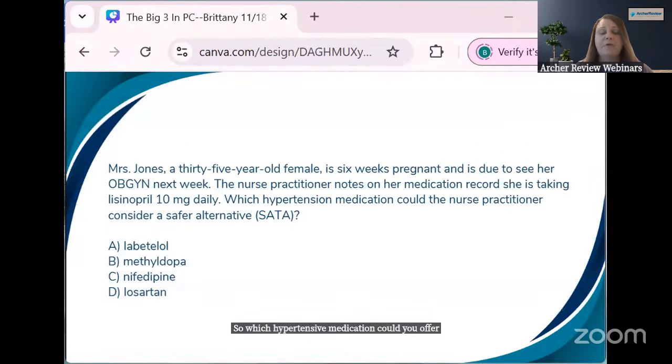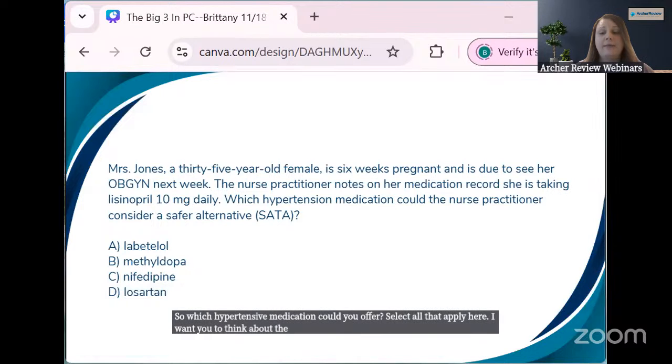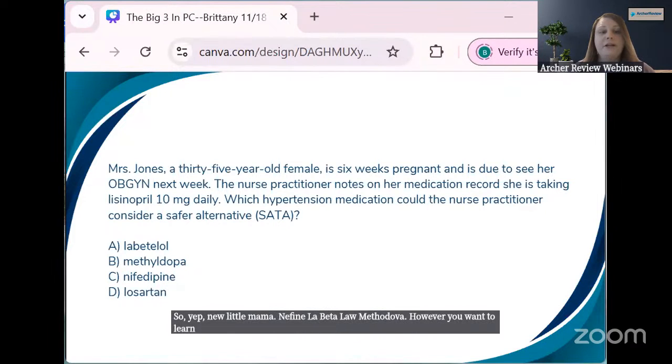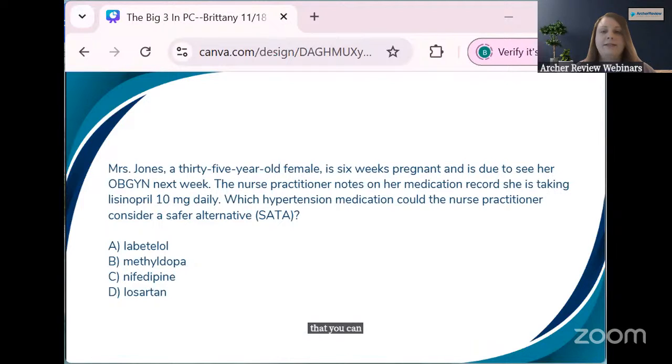Select all that apply here. I want you to think about the alphabet. LMN, just like the alphabet. And those correct medications are labetalol, methyldopa, and nifedipine, the 3 that we can consider for pregnancy. Okay? And absolutely, Sam. So, yep, new little mama: nifedipine, labetalol, methyldopa. However you want to learn it. But there's a mnemonic there, LMN, like the alphabet, or new little mama, that you can use to think about safe medications in pregnancy for blood pressure.